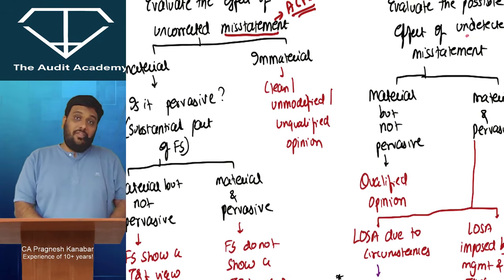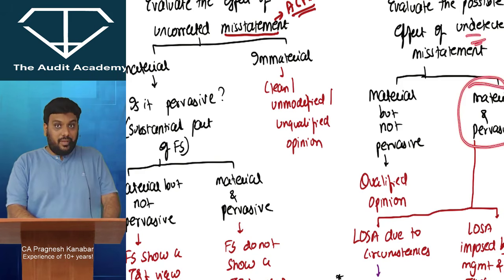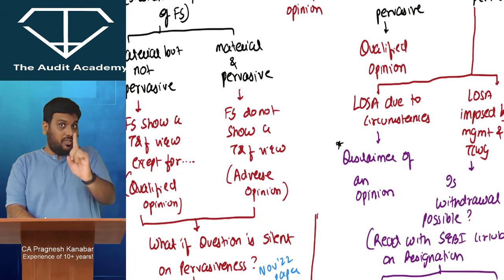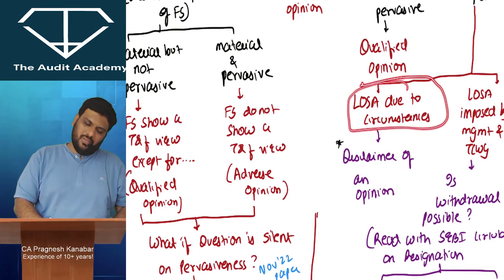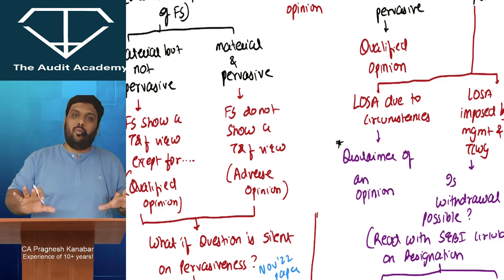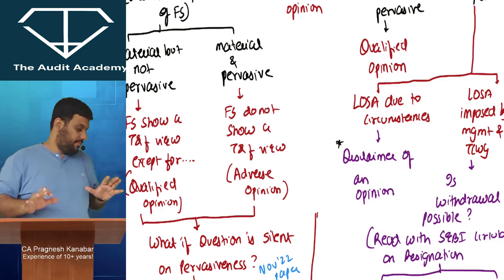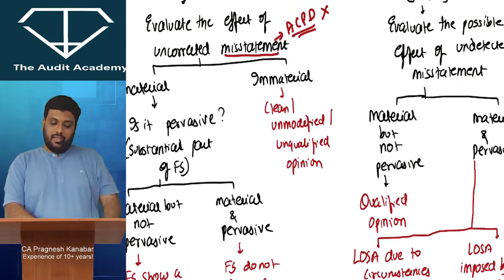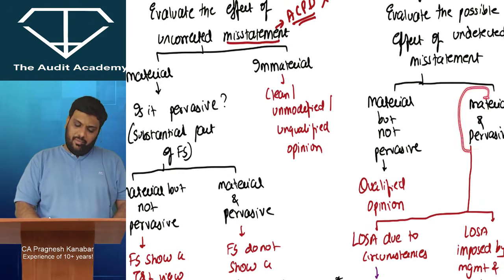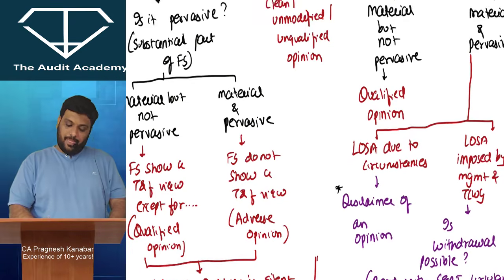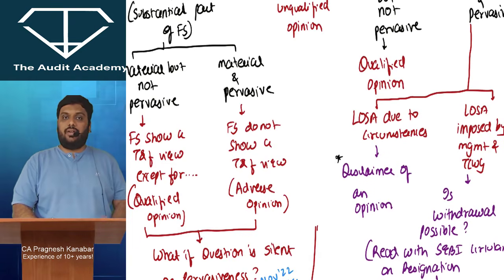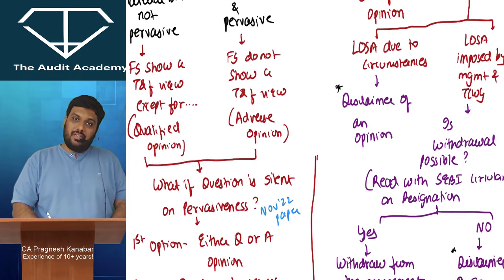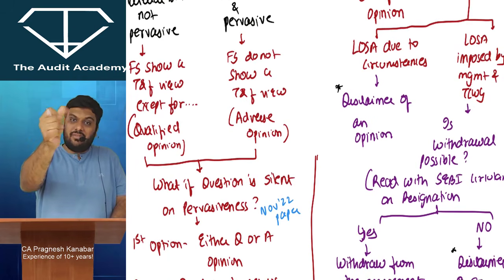If the possible effect of undetected misstatement is material and pervasive, and this adjustment is there in the new syllabus module, and if it is a LOSA due to circumstances, then just end up with a disclaimer of an opinion, that we are unable to form an opinion. However, if the possible effect of undetected misstatement is material and pervasive, and it is a LOSA imposed by management and those charged with governance, then in that case, look at this, very sensitive.